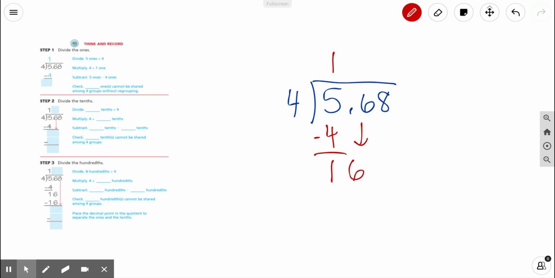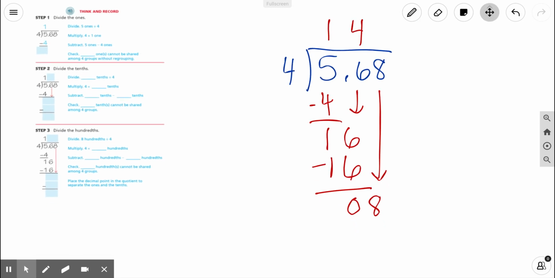How many times can 4 go into 16? Hopefully you said 4. 4 times 4 is exactly 16. So I'm going to subtract 16 minus 16, and I have 0. And I still have this 8 here that I have to bring down. So it's just 8 that I'm looking at bringing my number down to, okay? So how many times can 4 go into 8? Hopefully you said twice. And 2 times 4 is exactly 8. And we have 0.